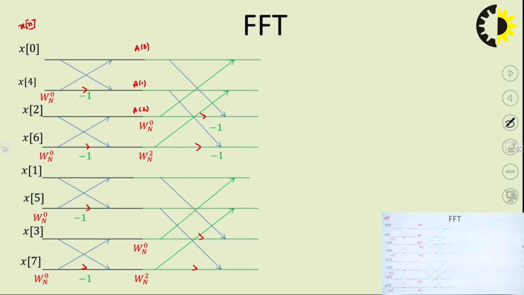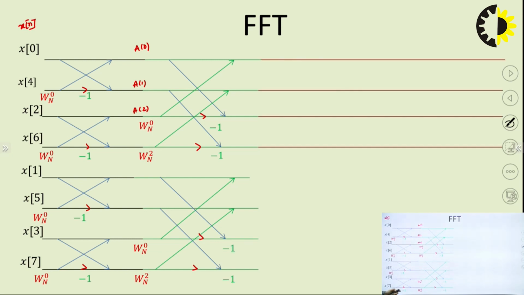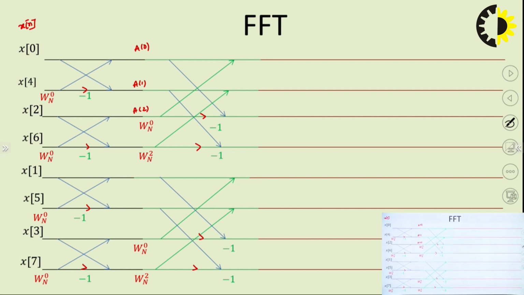In the last stage, we will take n by 2. So n is 8, so we will have 4 and 4. So the connection will be between the first 4 and the last 4. So in the next stage, we will have 4 and 4.